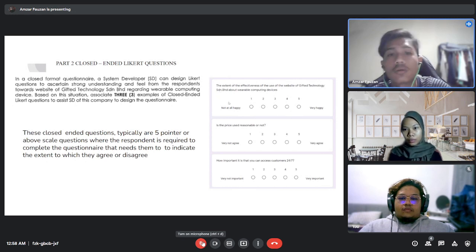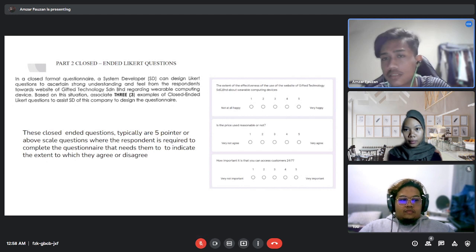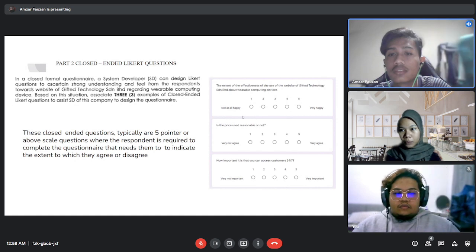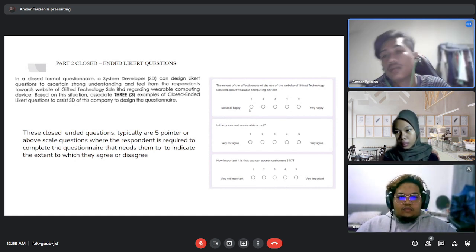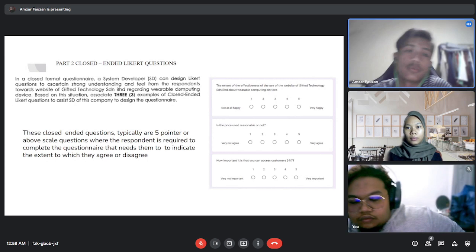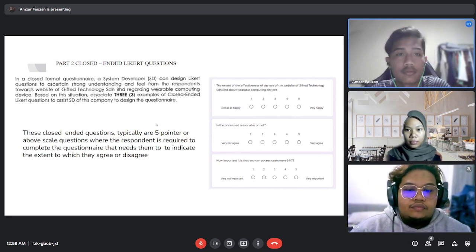The example of a close-ended Likert question is, first, the extent of effectiveness of the use of the website of Gifted Technologies Berhad about wearable computer devices. So the user can tick from happy until very happy. So we're going to the next part.